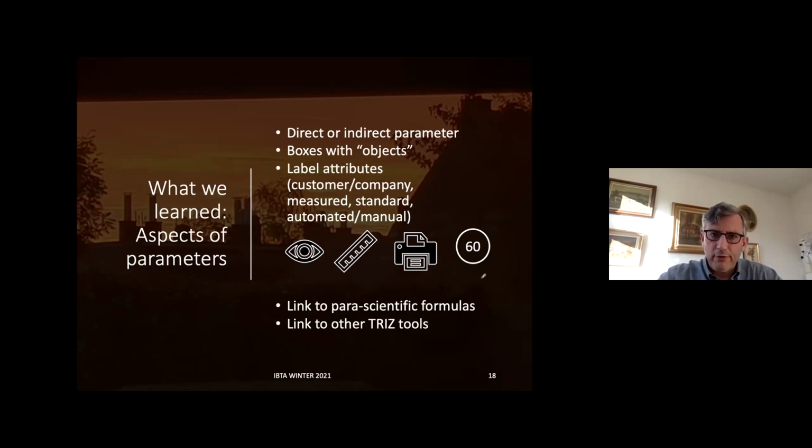As you're driving with a car, you can go as quickly as you want, but in certain zones, you need to employ the maximum standard, which is 60 kilometers per hour in this case. So what are the standards? Well, if you start adding those things to your parameter model, you're seeing that you don't have any standards and they don't measure it. It's all like intuitive thinking. So we came up with para-scientific formulas already. And of course, there are links to other TRIZ tools.